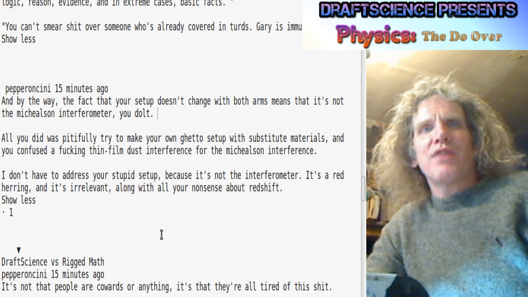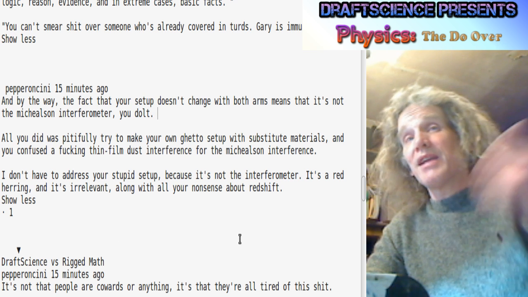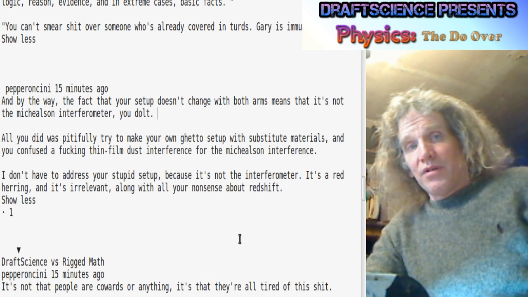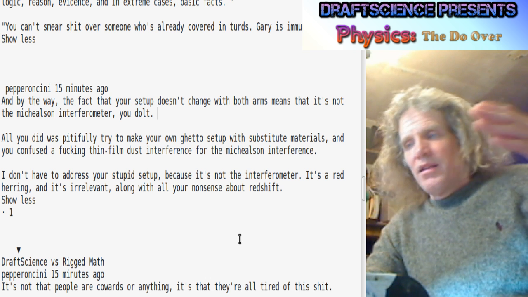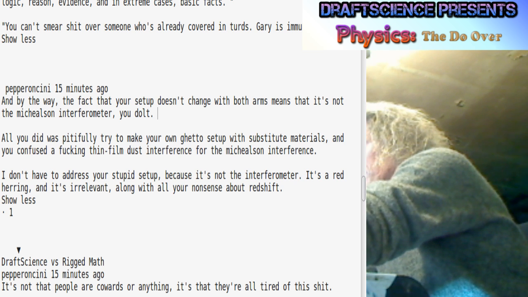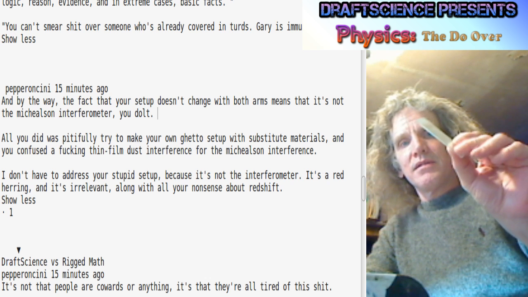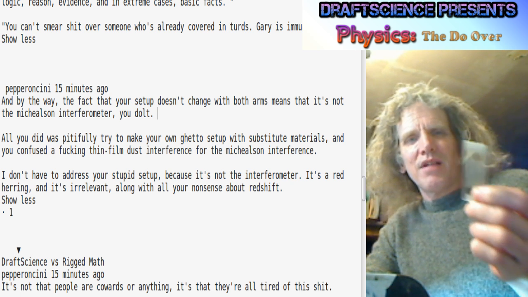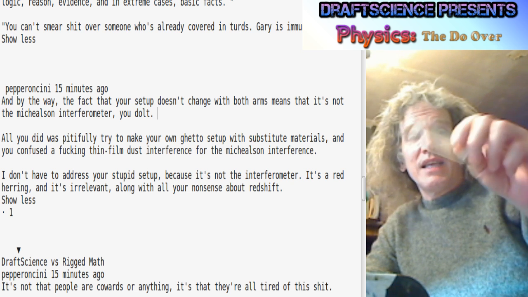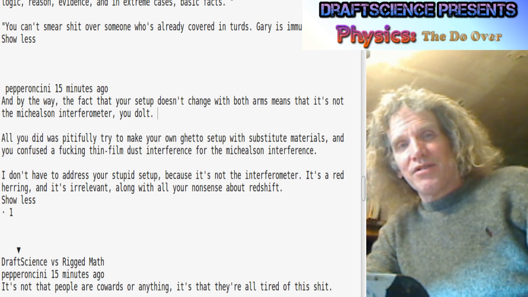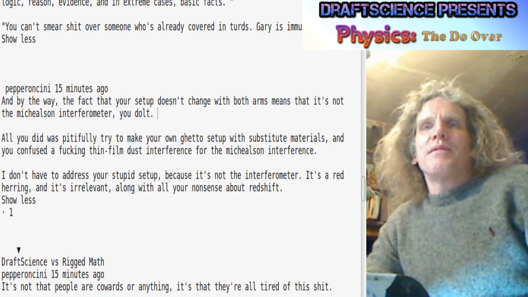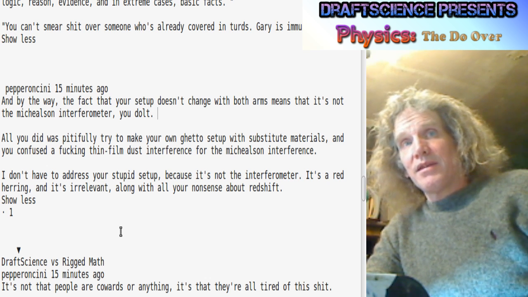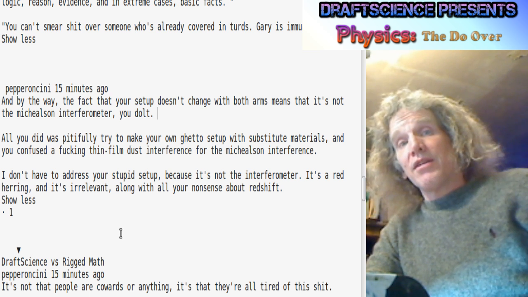All you did was painfully try to make your own ghetto setup. So again, it's just something to do with the ghetto setup somehow diminishes the fact that it works. So light doesn't really reflect 50-50 off a plain piece of glass. It really doesn't happen. This ghetto setup of putting a diffraction grating between two pieces of glass is not useful. You're not going to gain any knowledge of what happens in the real world by doing these experiments. I mean, this is how these people are, they have no respect for the scientific process or facts, because they don't even want to hear about the facts.